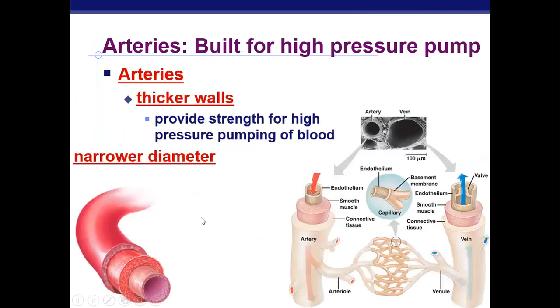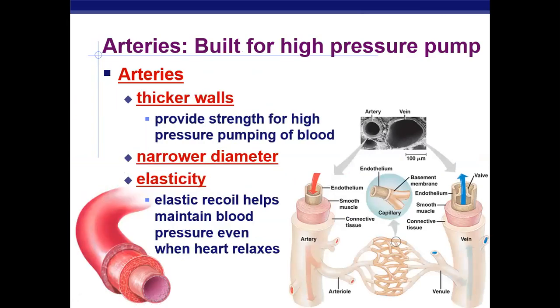Arteries are built for high pressure. They have thicker walls. They provide strength for high pressure pumping of blood. They have a narrower diameter. When I say that something has a narrower diameter, if you can see my cursor down here at the bottom left, it means that it is smaller around, right? If this opening right here, if I say it has a narrower diameter, it is smaller around. If I say it has a larger diameter, then the opening would be larger around.